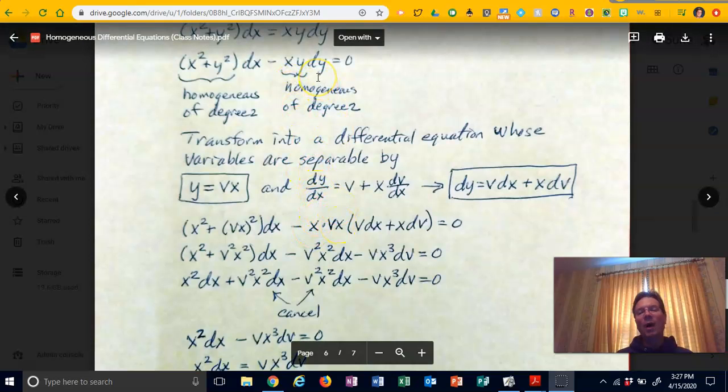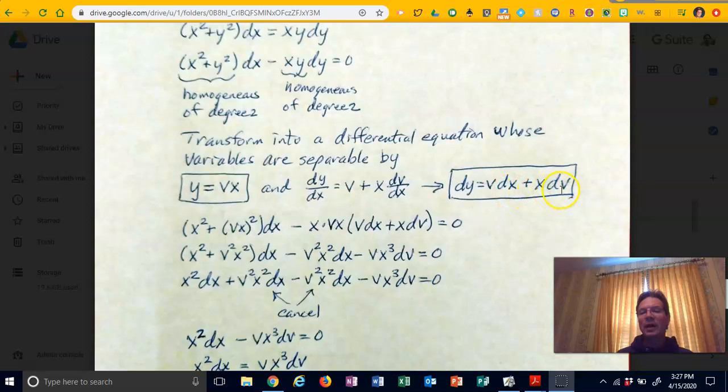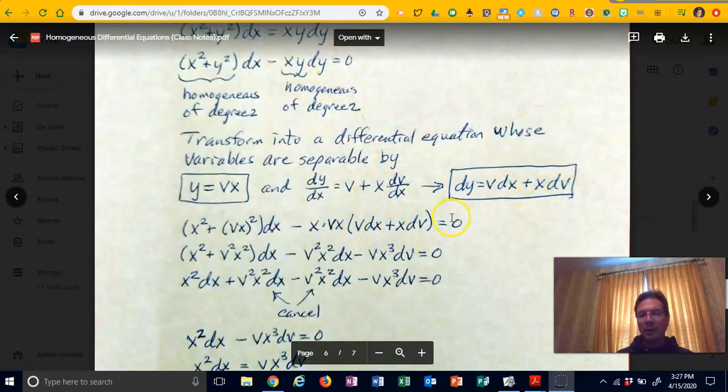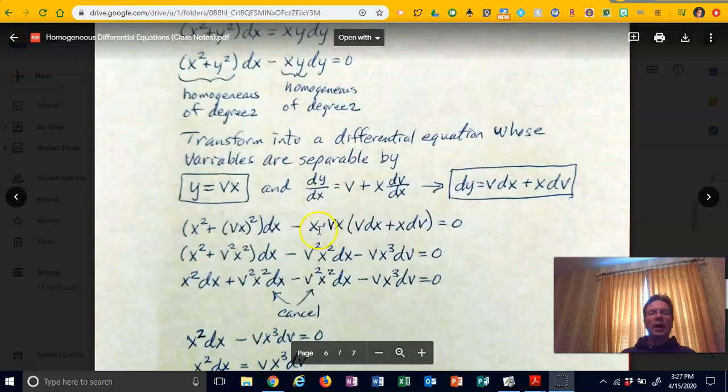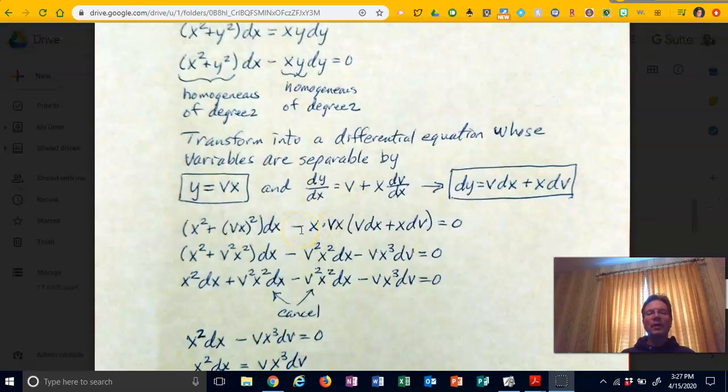Now I've got this dy, so what are we going to replace dy with? dy gets replaced with v dx plus x dv. So that's all right here. Equals 0. All right? Now, the rest of this is just trying to get all the x's with dx and all the v's with dv. So first thing I'm going to do is just take vx and square it, and I get v squared x squared.